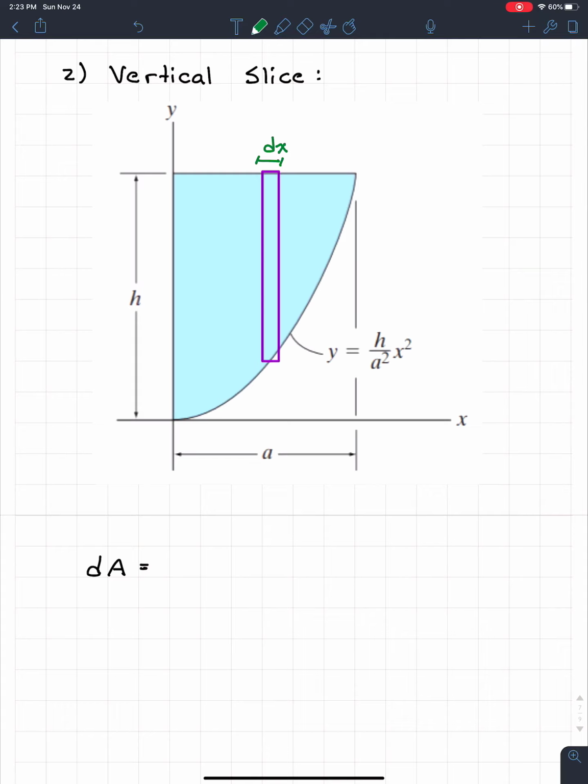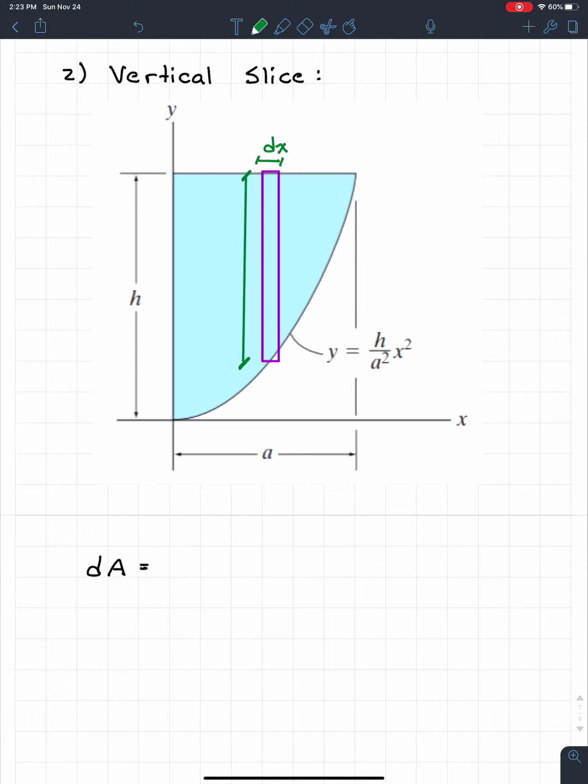So now the hard part comes, okay, we need the height of this slice right here. The height of this slice. Well, this becomes a problem because the height doesn't exactly go to the axis. And this is why I said if you have a curve like this, you should always do a horizontal slice. This is going to become a real pain in the butt.